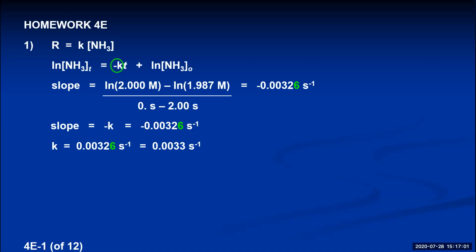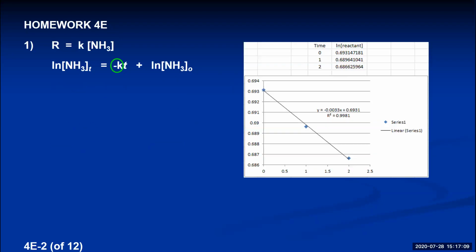Now, recognizing this is a linear relationship, you can actually use all three data points in your calculation if you use Excel. If on Excel you plug in the three different time values, 0, 1, and 2, take the natural log of the three different concentrations and ask it to sketch a graph for you and display the equation on the graph itself, you can see that the graph says y equals negative 0.0033x plus 0.6931. The slope is negative 0.0033, and because the slope is negative k, that means that graphically from Excel, k would be again 0.0033 seconds to the minus 1.